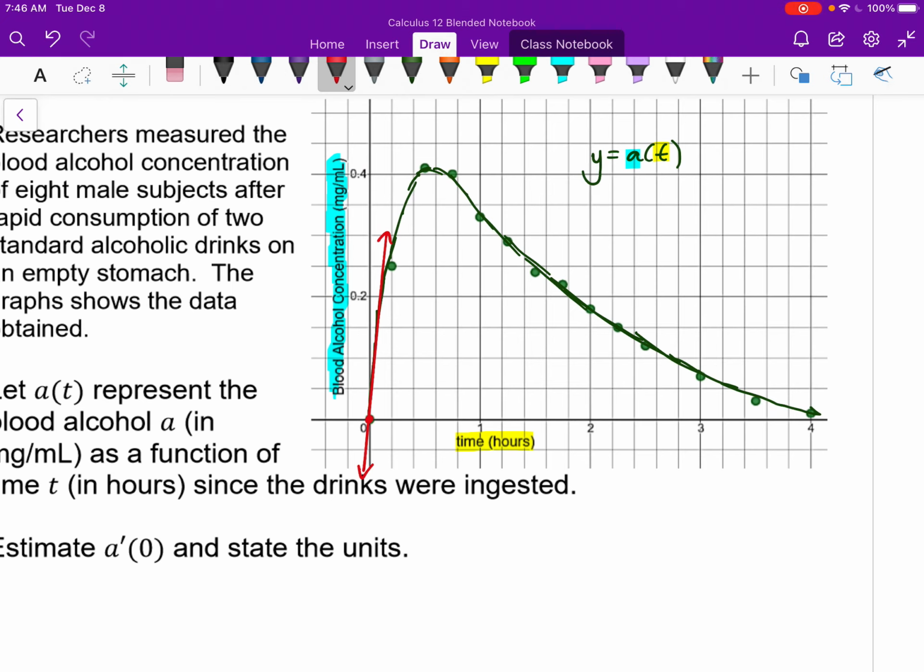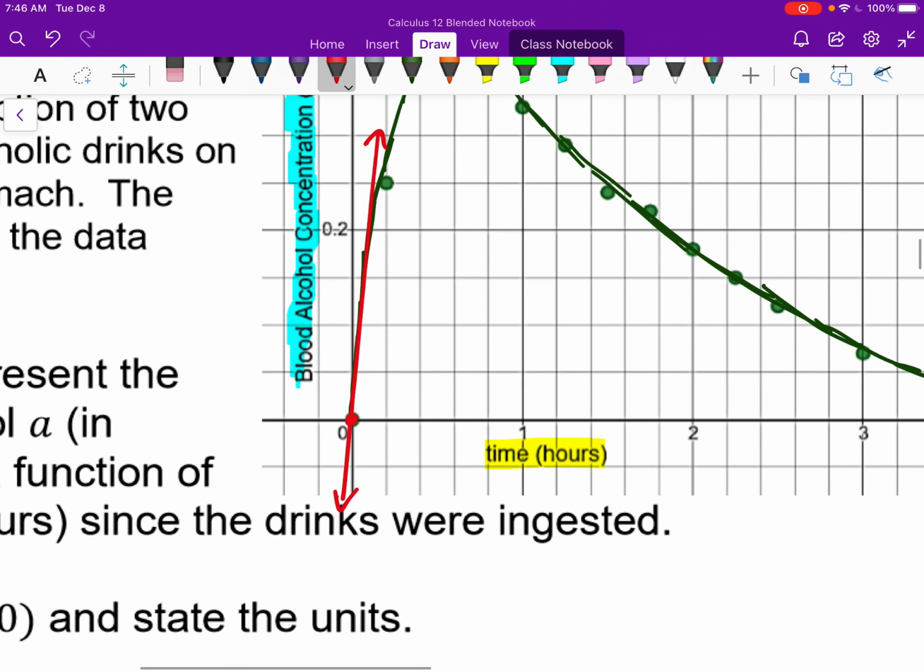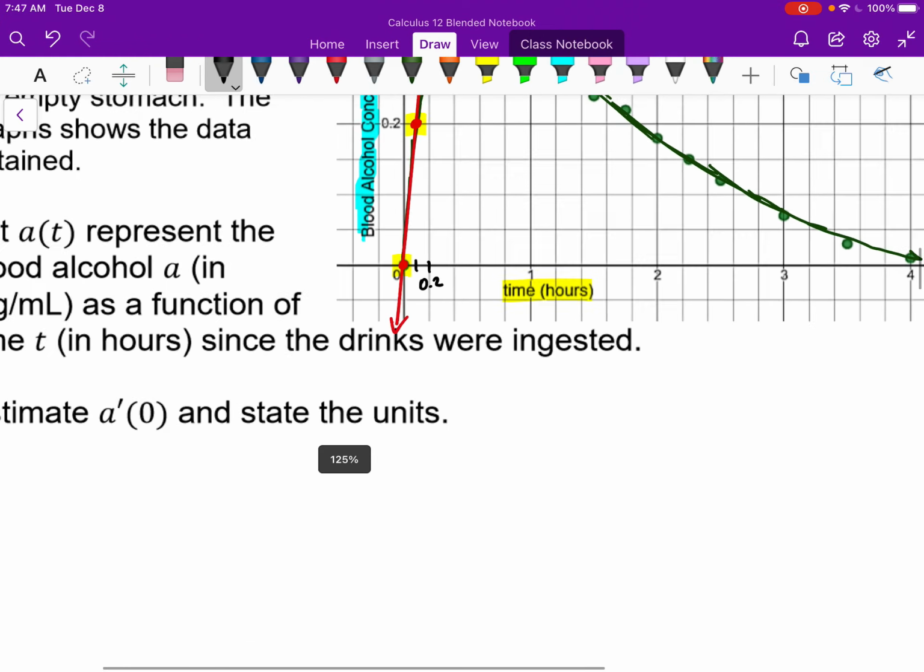So what's the derivative at 0? Well, the derivative is the slope of this line. And so, for example, to find the slope, I can pick 2 points. And if I look at these 2 points here, from here to here, the rise is 0.2. The run, I have to look at units on my x-axis. This is 0.2 right here. That's about halfway, so about 0.1.